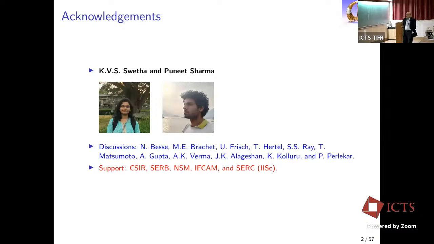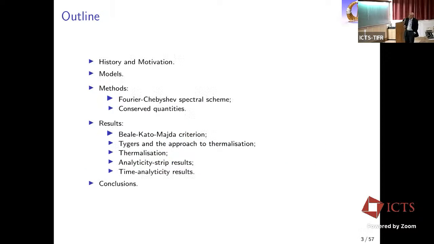These are the two young people who did all the hard work. Sai Shweta is in the audience. Puneet started this as an undergraduate, but then he went to Germany to do a PhD. So most of what I'm talking about has been done by Shweta. We've had several discussions with several distinguished colleagues whose names I give here. And we have had generous support from all these funding agencies, including the National Supercomputing Mission and our supercomputing facility at the Indian Institute of Science.